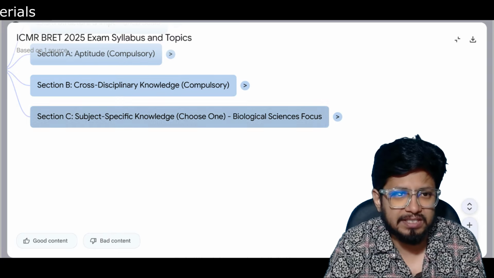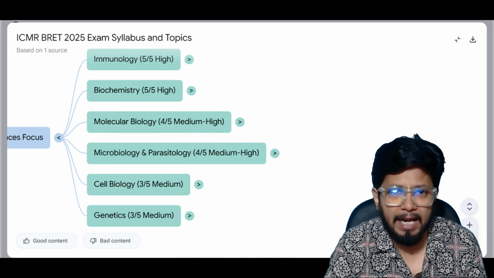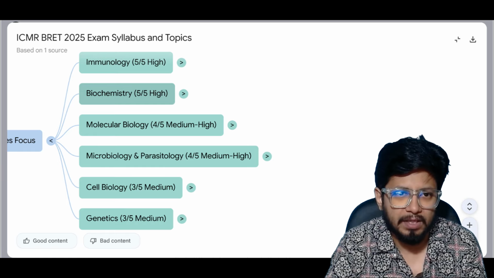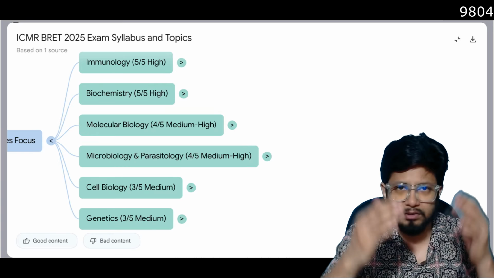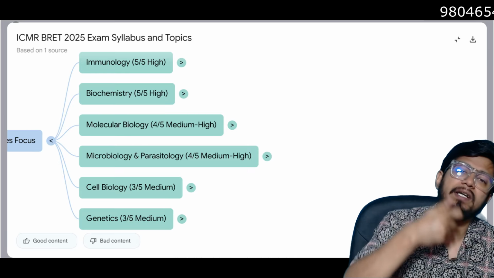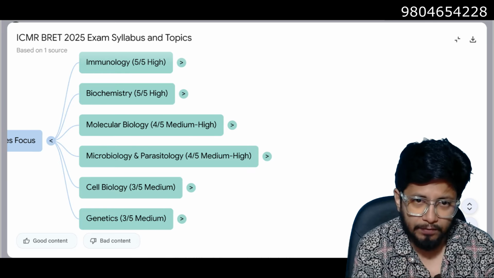And in section C, subject specific knowledge, you need to choose any one during the form fill up, and here you have immunology, biochemistry, molecular biology, microbiology and parasitology, cell biology and genetics. So you have all these topics from the different topic of choice that you've selected during your form fill up.